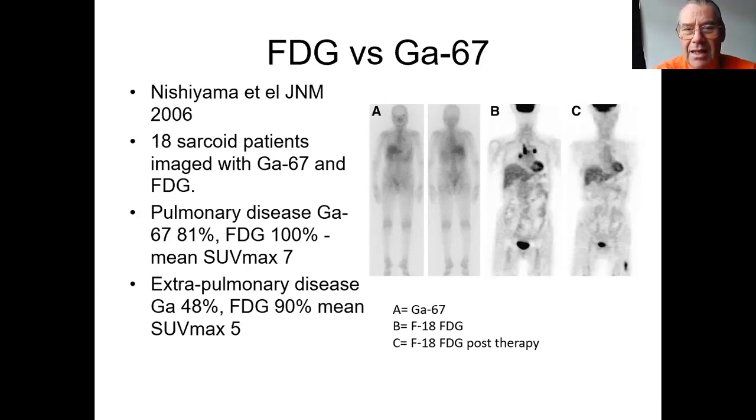You can see in panel A, there's not really much to see on the gallium scan, but panel B shows you intense uptake in the hilar lymph nodes. And then panel C is what happens after the patient receives steroids, and you can use it to monitor the response to treatment. Overall, in the pulmonary disease, gallium found 12% and FDG 100%. Outside the chest, gallium dropped to just 48%, while FDG stayed high at 90%. And the SUV max is about 5.